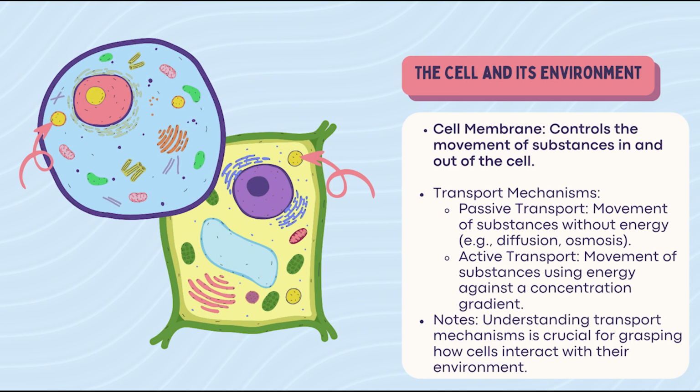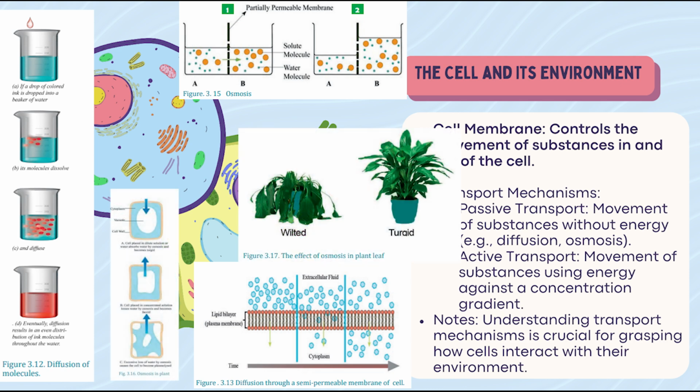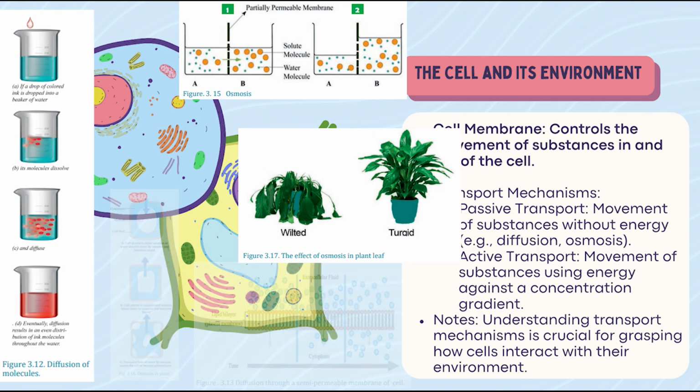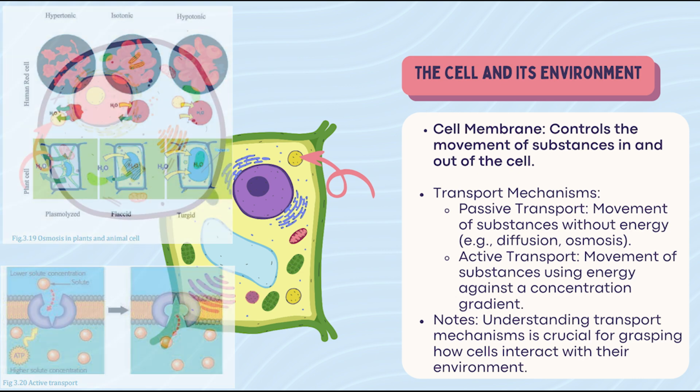The cell and its environment. Cells constantly interact with their surroundings. Substances move across the cell membrane via passive transport or active transport. Passive transport, like diffusion and osmosis, needs no energy, whereas active transport uses energy to move substances against a gradient. And this helps the cell maintain balance and function properly.